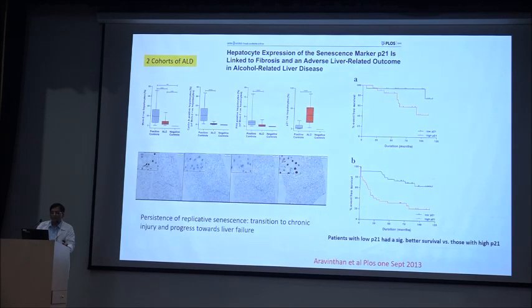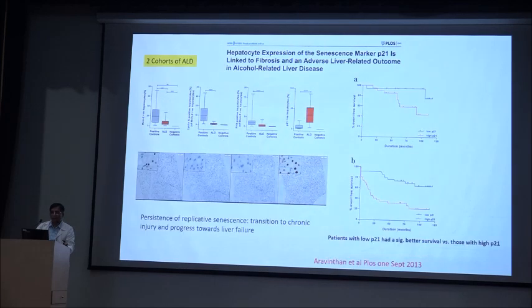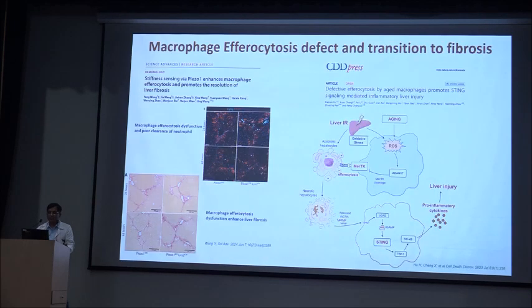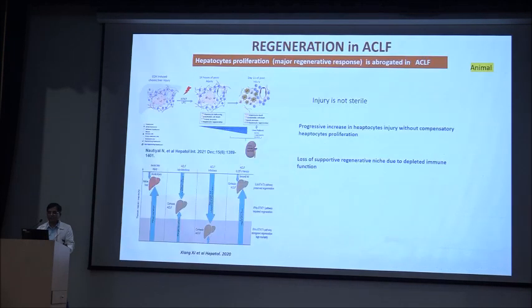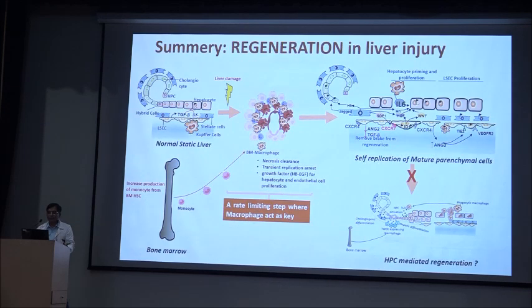So coming to hepatocyte proliferation per se, the clinical study also shows that. In case of chronic liver injury, if we talk about hepatocyte proliferation, to summarize, we have already seen that this is the rate limiting step where the macrophage plays a major role.